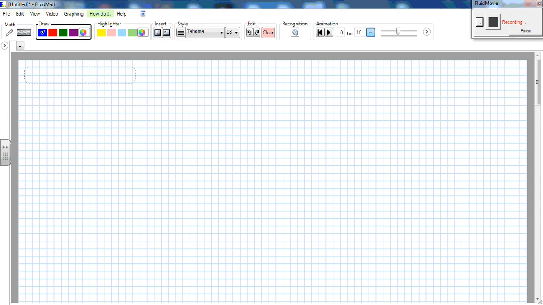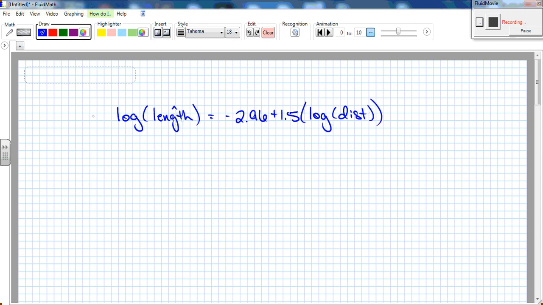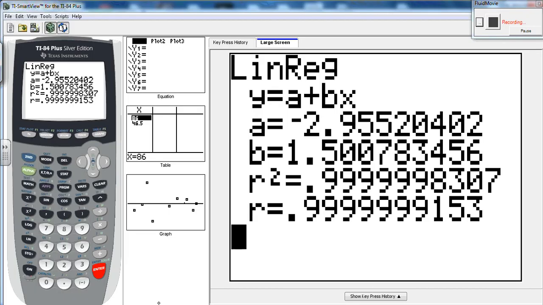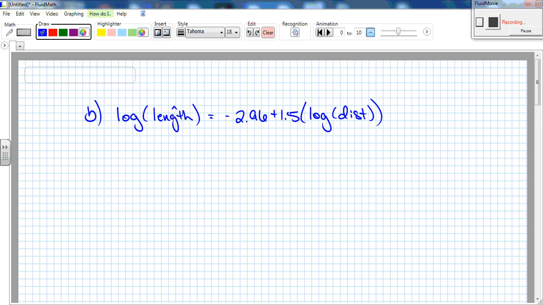So for this question, then, our model would be the log of length hat, that's the length of the year in terms of Earth years, is equal to approximately negative 2.96 plus 1.5 times the log of the distance. Alright, that was part B. We've already kind of described part A. And if you go back here and you take a look, negative 2.96, 1.5. So there's our model. And for part C, it says comment on how well your model fits the data.